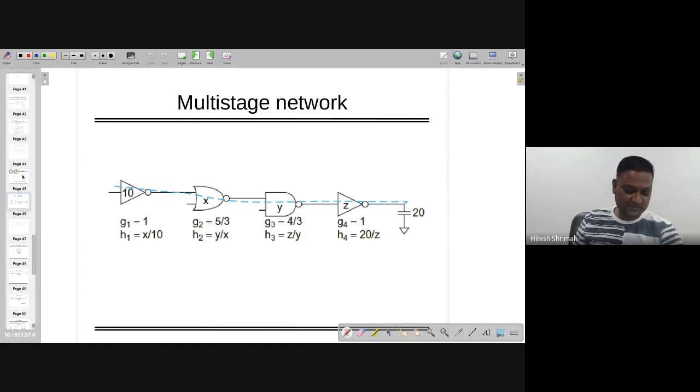So all these numbers are coming from here. In this multi-stage network, G is the logical effort and H is the electrical effort. We found these out from the input and output capacitances, and from the equations. If you get stuck somewhere and forget the equation, you can always draw a NAND gate and NOR gate, and you can find out these numbers very easily.